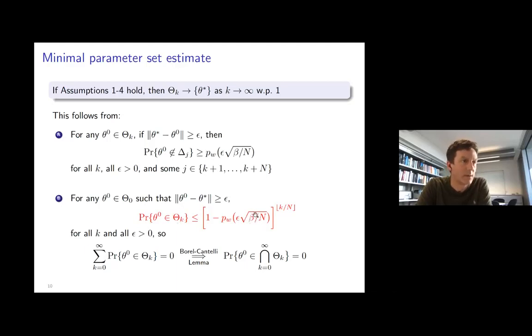So I wanted to show this result because I wanted to point out that the convergence rate increases as the value of beta increases, and beta is what defines the measure of persistence of excitation here.